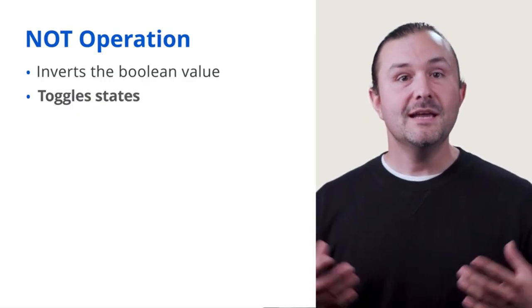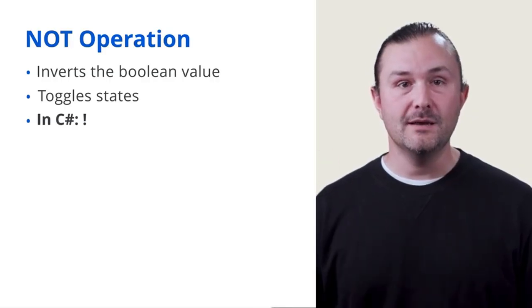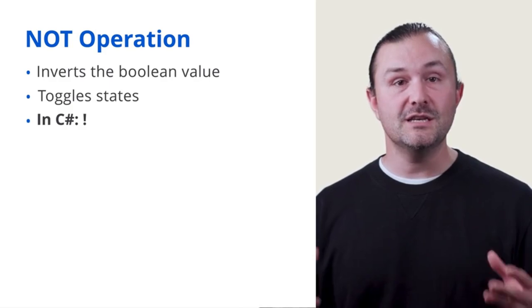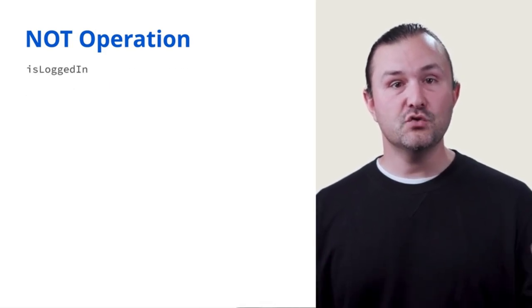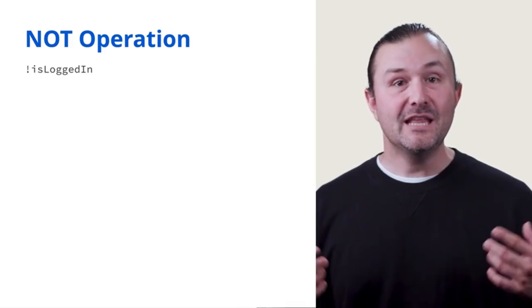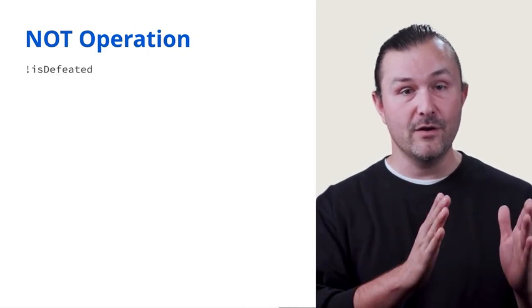In C#, the NOT operation is represented by the symbol exclamation point. When you place exclamation point before a condition in C#, it inverts the condition's Boolean value. For example, if you have a condition isLoggedIn that is true, then writing exclamation point isLoggedIn will evaluate to false. As another example, in the video game, you might want to know whether the player is not defeated. In that case, you'd use the not operator exclamation point before the isDefeated variable.